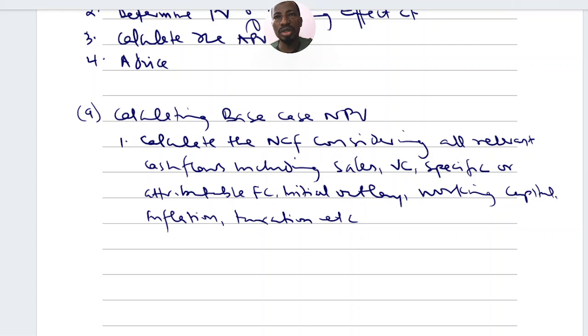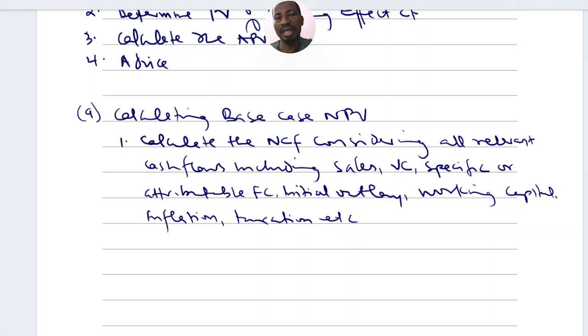You go to the question, do you have selling price? If yes, then go and inflate the selling price if you are given an inflation rate. Do you have variable cost? If yes, go in there and inflate the variable cost. All those normal adjustments you make when you are computing the net present value are the same thing you are going to do. In fact, there is no difference between base case NPV and the normal NPV.